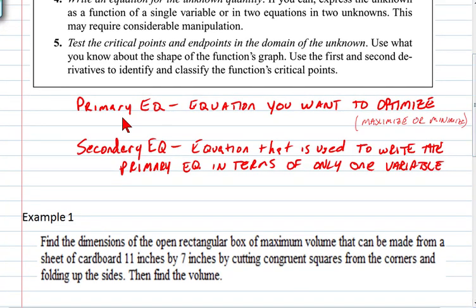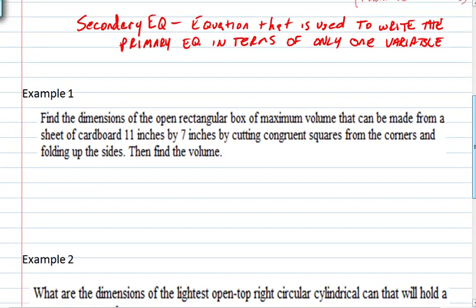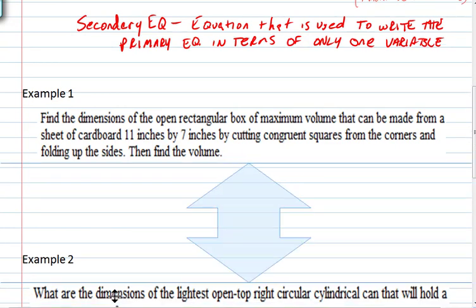Once we have a primary equation, what we're going to do is find out where maximums and minimums occur. Whenever a function has a maximum or a minimum, the derivative is equal to what at that point? 0. So what we do is we find our primary equation, write it only in terms of one variable, take the derivative, set it equal to 0, and that tells us where our maximum and minimum values occur. So we're going to go through this process for a couple of problems here.